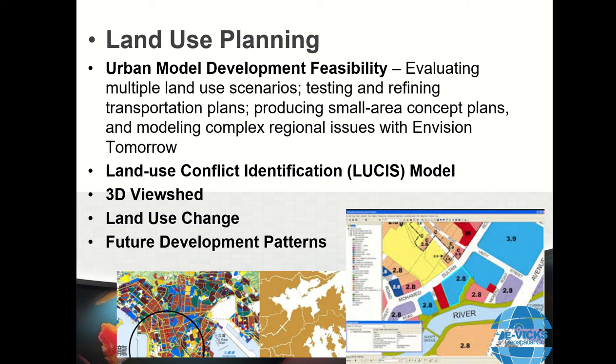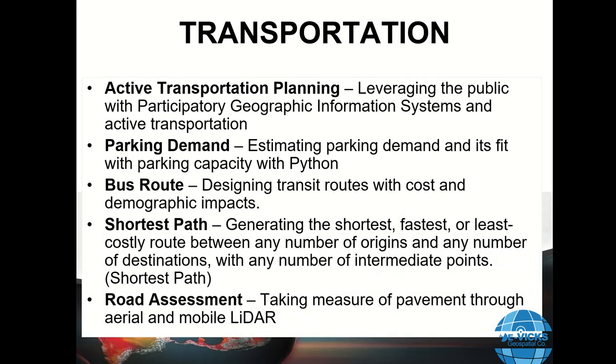Also, GIS can help us determine future development. Once you see the pattern of existing development in a particular locality, is it an urban center, is it a local village, is it a settlement, GIS can help us to determine the future pattern of the area. Also, GIS is used in transportation, where we have active transportation planning, where you can bring in different stakeholders. The population can also participate in the transportation planning using geographic information systems.